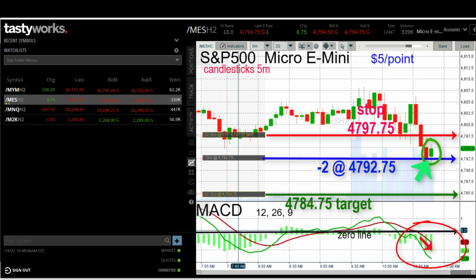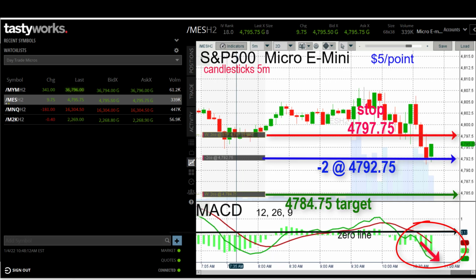But my MACD down below in the red circle still says maybe I should hang in there for a moment longer and see what's going to happen. But I've already mentally drawn the line at 47.97.75. I'm not going to put my stop any higher than that. Just 50 bucks, and I'm not going to risk any more than that on this trade, period.